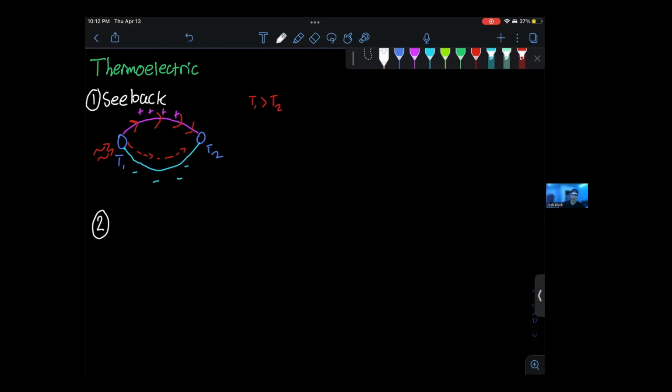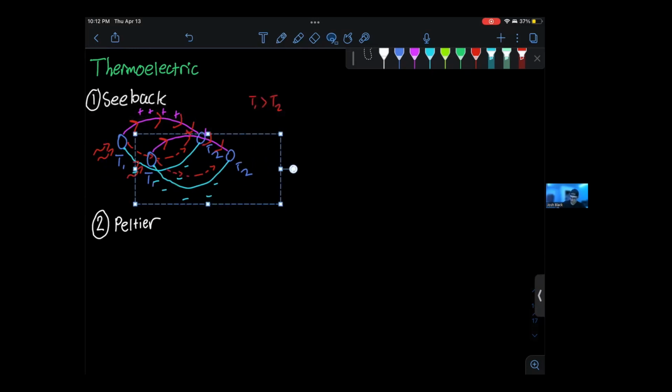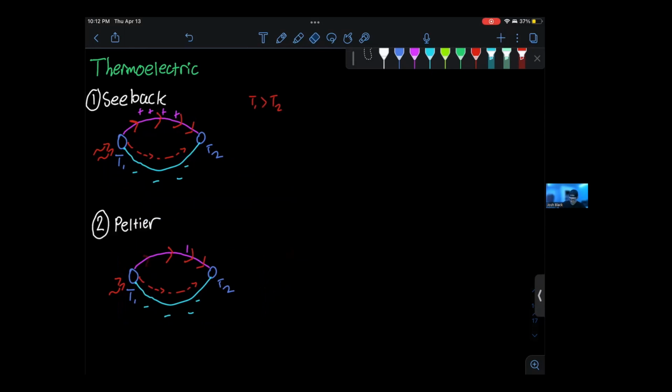The second thermoelectric effect is the Peltier effect. Let's have something different happening this time. Now I'm going to place a battery right here. We know that the electrons are going to want to travel from the negative terminal all the way over to the positive terminal, just like that.